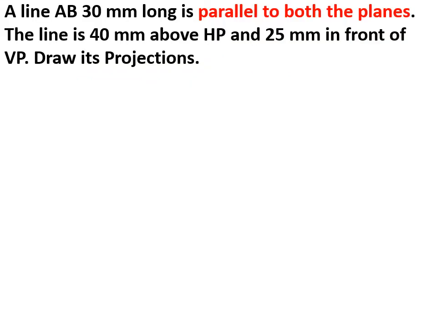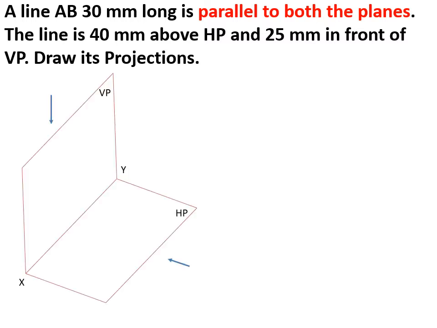In our method, we are going to follow first angle projection. So you have to remember the concepts of first angle projection. In first angle projection, the front view is always above the top view. The front view is projected on the vertical plane. The top view is projected on the horizontal plane.